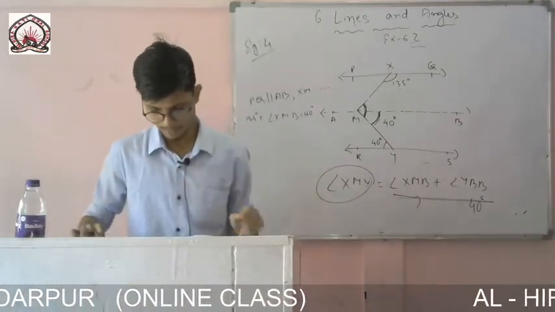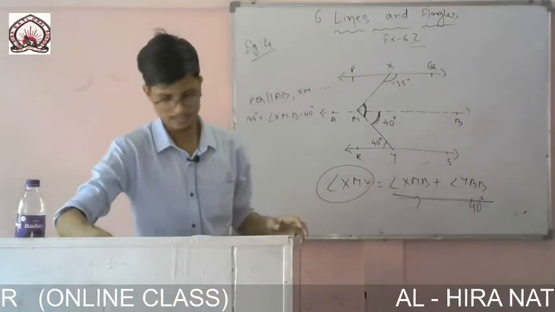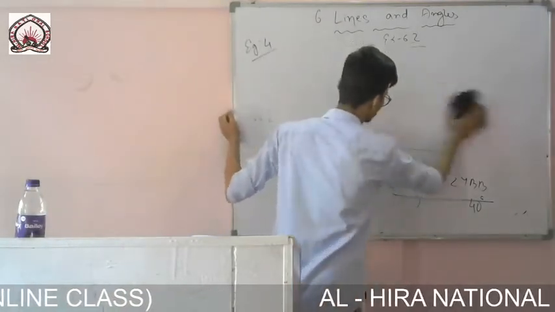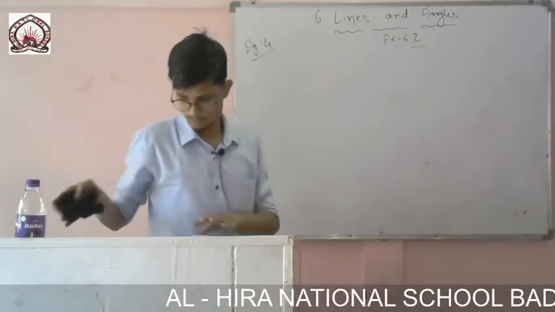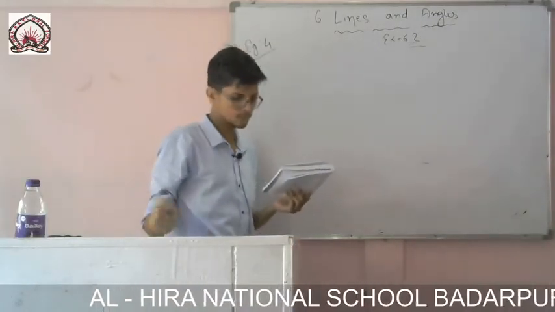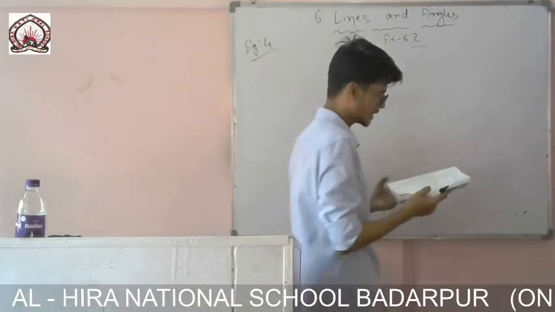Now example number 5, you see again another case is given. There also the figure is not given correctly. If it is there in your book, then well and good. If it is not there, then you draw it.